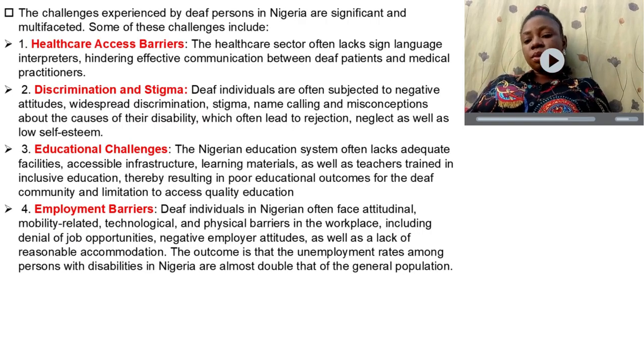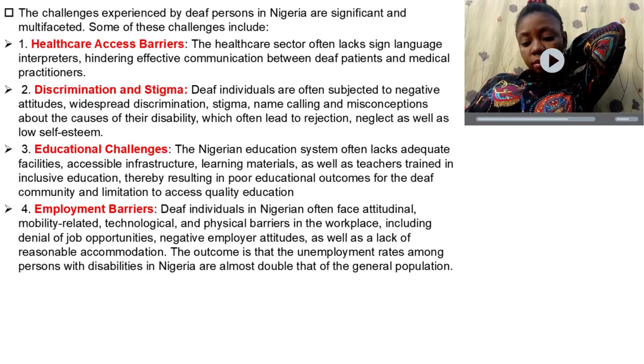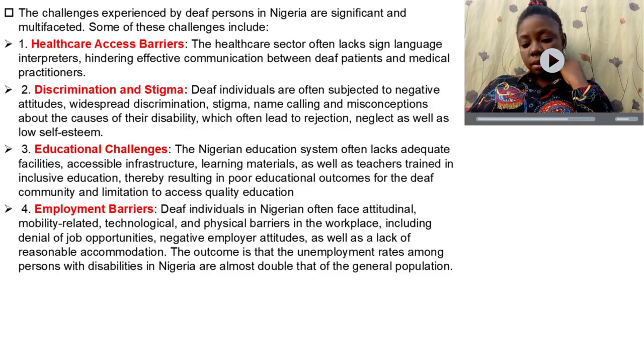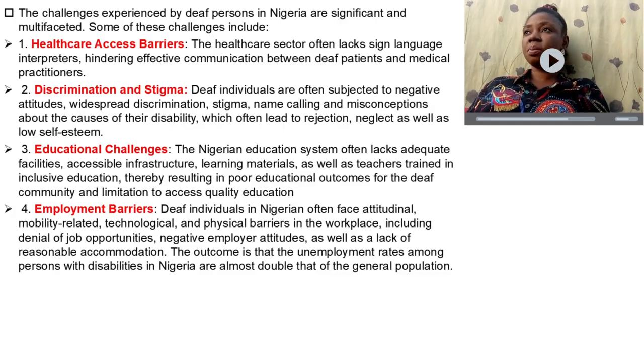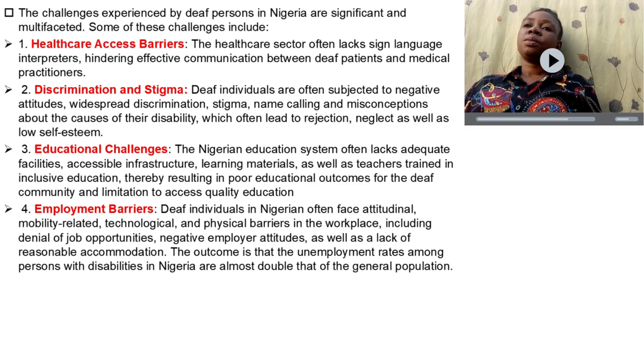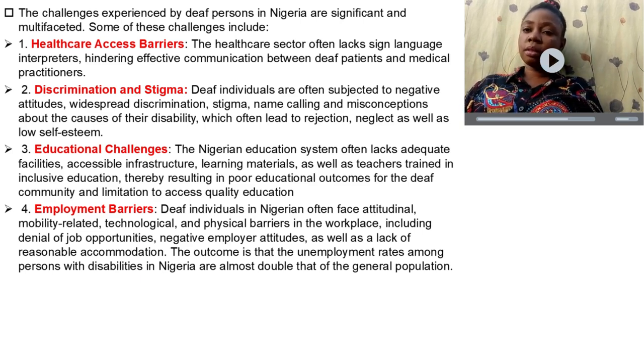So next we'll be talking about the challenges that deaf persons in Nigeria experience. We'll take it one at a time. So we'll talk about access to healthcare services. Deaf persons in Nigeria face significant barriers when it comes to accessing healthcare facilities in the country.